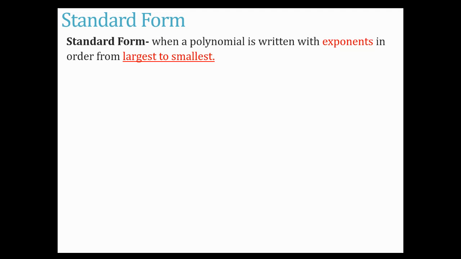All right, next let's talk about what standard form is. You're going to see that a lot in the upcoming unit. We really need to know what standard form is. So standard form is when a polynomial is written with the exponents in order from largest to smallest. So descending order. So here is an example.